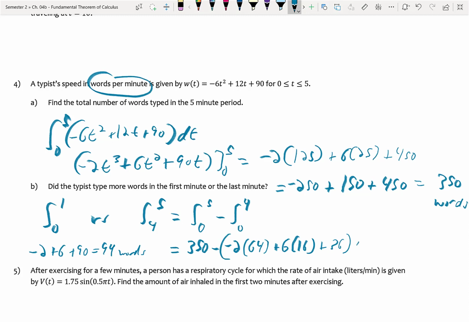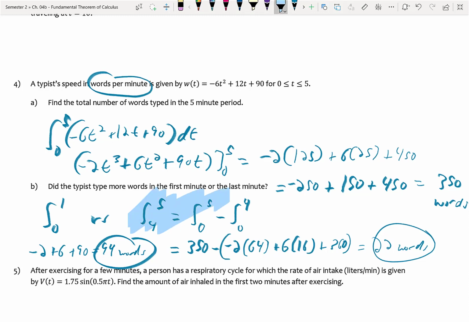And don't worry, I'll skip over this and just say this is actually equal to 22 words. It should be 360. I said it right, I wrote it wrong. So 22 words versus 94 words. Clearly the first minute.